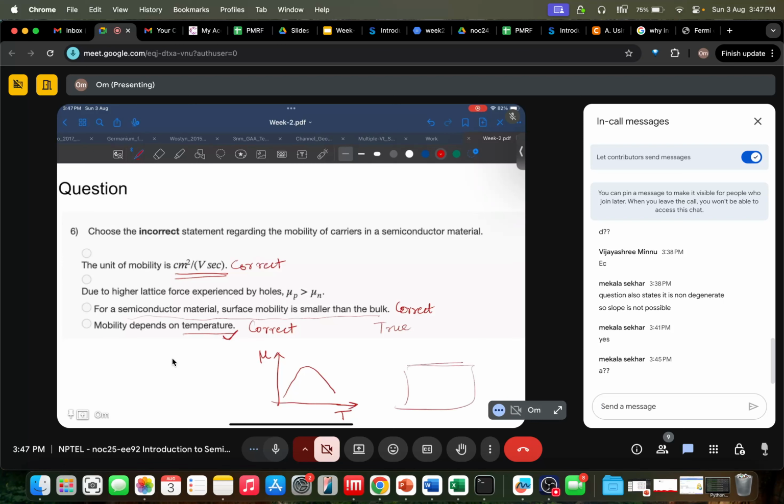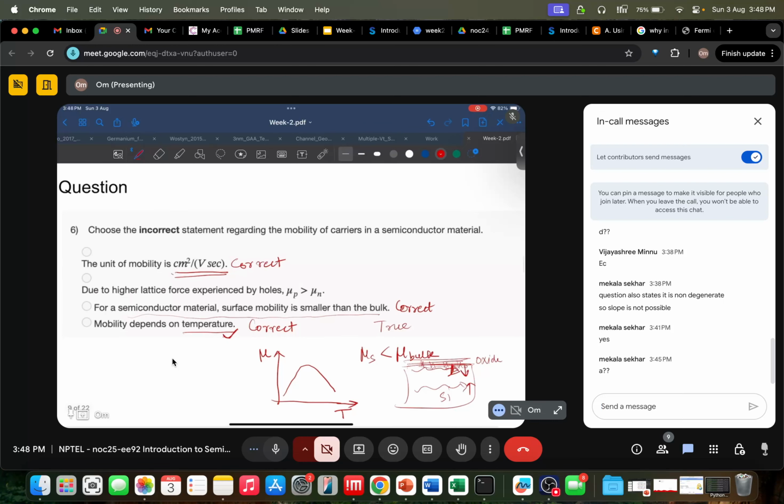because in a semiconductor, where we have some interface, let's say oxide and silicon, the mobility here will be higher compared to the mobility here, because due to some impurities and the different dangling bonds, the mobility actually reduces at the surface. The mu surface is less than mu bulk, which is always true. And the unit of mobility is centimeter square per volt second. This is also correct. The only incorrect one is this one. So the answer is option B.